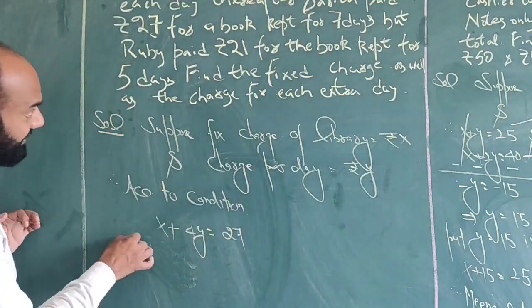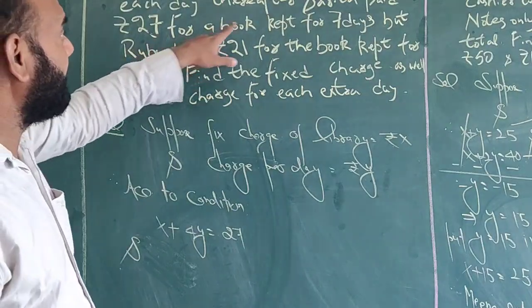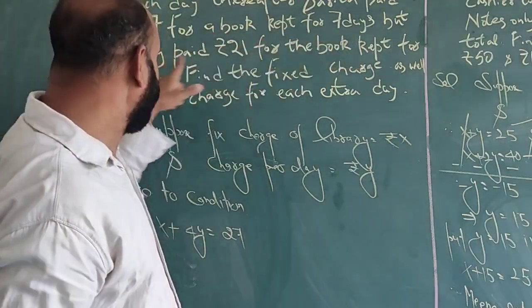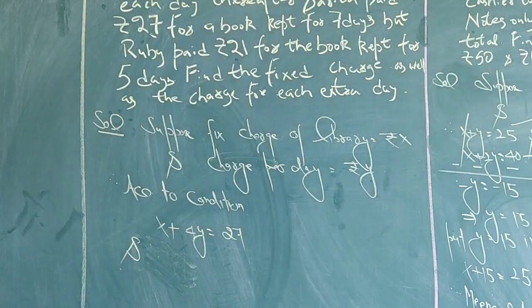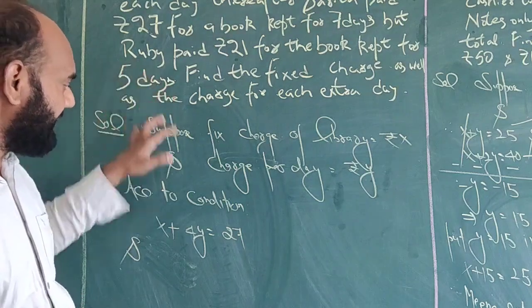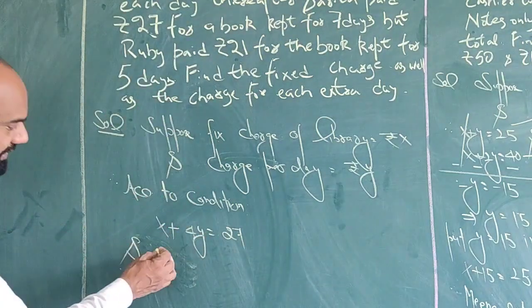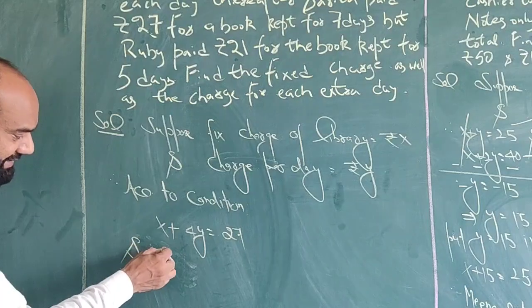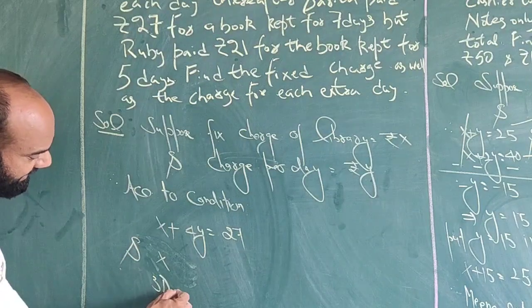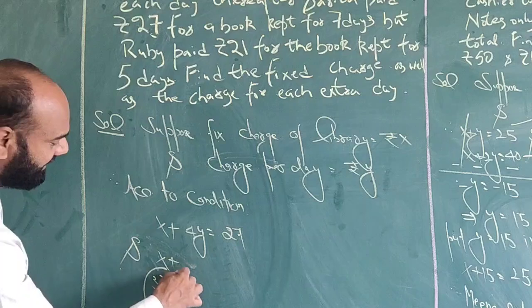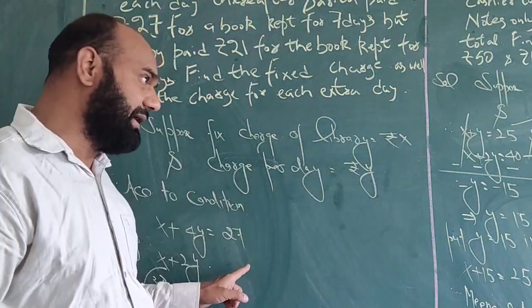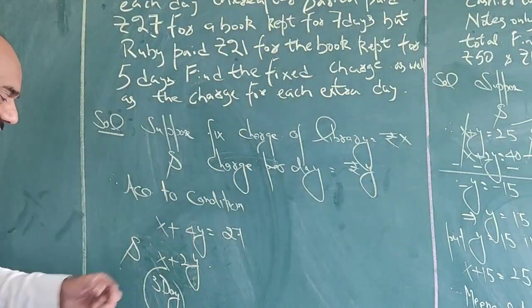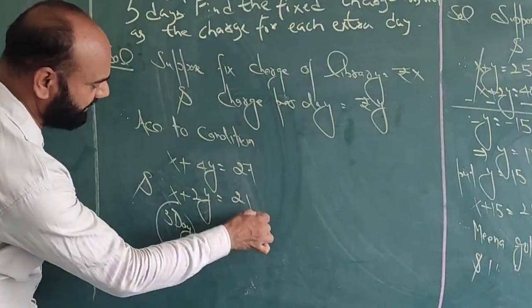And the second condition is that Ruby paid rupees 21 for the book kept for 5 days. When Ruby kept this book for 5 days, she paid the charge of rupees 21. Therefore, for 5 days, in x is the charge for 3 days, and for the additional 2 days the charge is 2y, because the charge per day is rupees y. Therefore, x plus 2y is equal to 21.